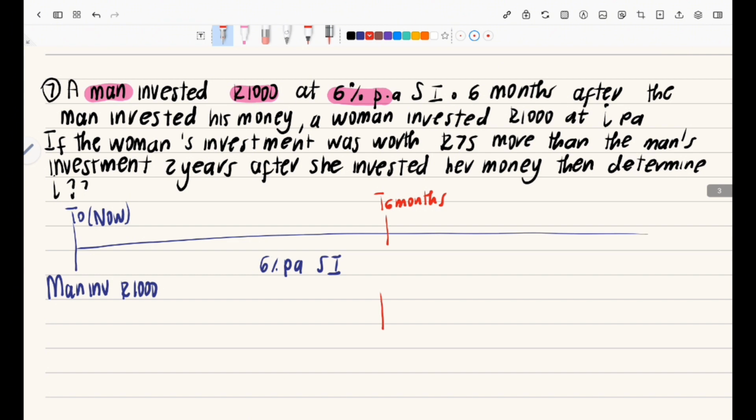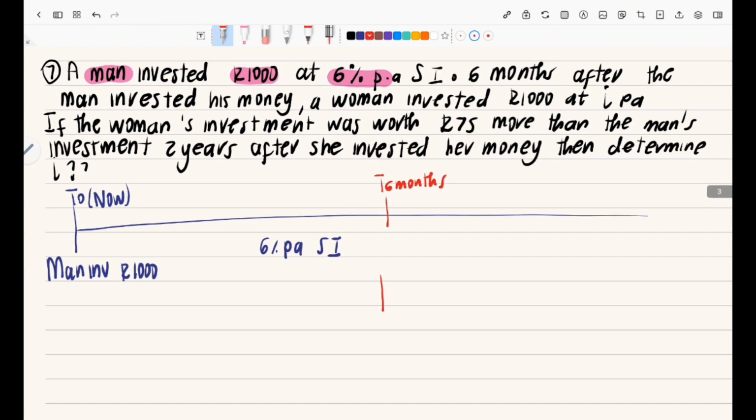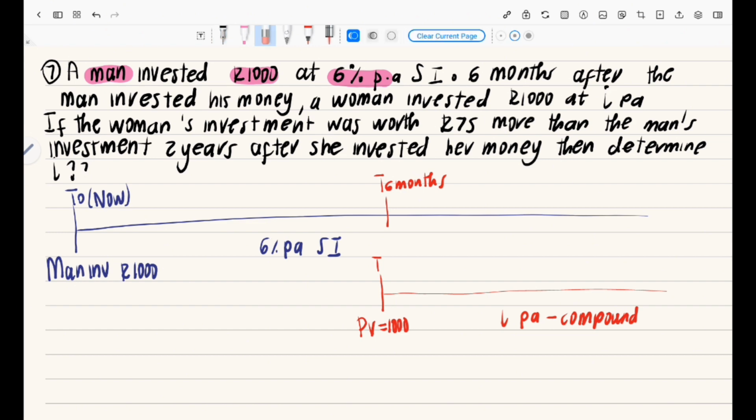So I will make a different timeline because it's not in the same account. So a woman at 6 months now invests 1,000 at I per annum, meaning I compounded, right? Not simple interest, because you're not told whether it's compound or simple, so you assume it's compound, right? So for the woman, this is time period 0, but that time is time 6 months for the man, right?